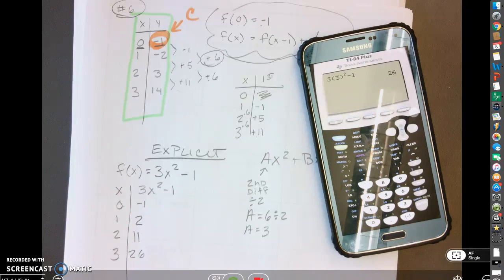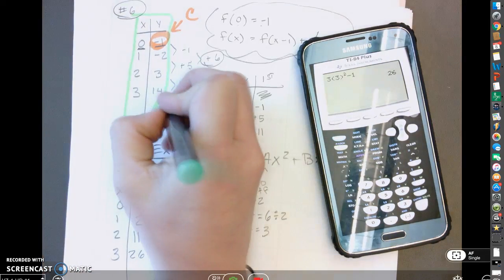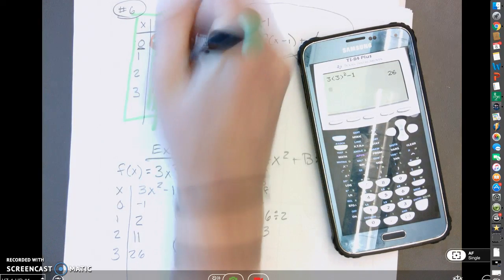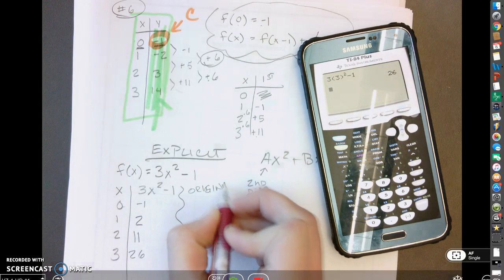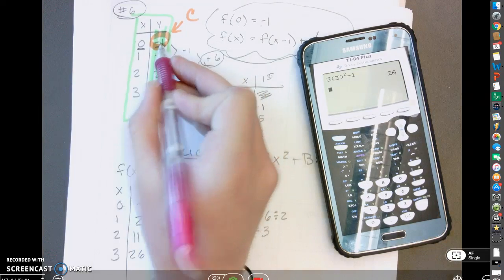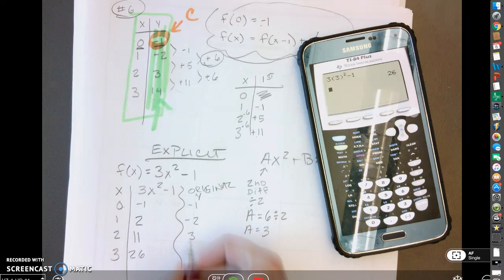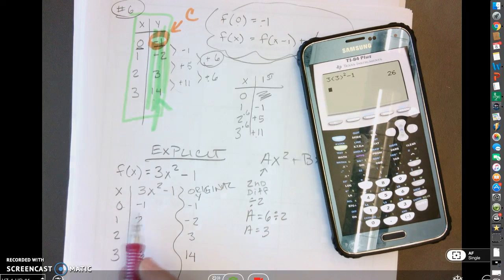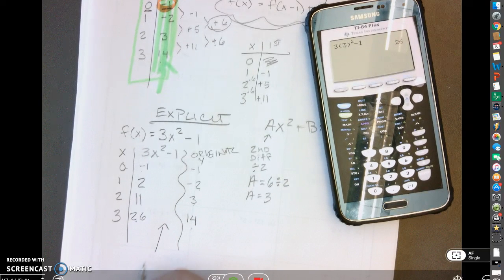Okay, so I gotta make sure, are those the y values that I was supposed to get? So let's just look at the original y values. Those are right here, these guys, okay? I'm gonna write those in my table down here, original y values. I was supposed to get -1, -2, 3, 14. Okay, so let's see if I got this clearly. -1, -1. Okay, that one worked. But 2, and I was supposed to get -2. I got 11, I was supposed to get 3. I got 26, I was supposed to get 14. So this is where I'm going to need to adjust my equation.